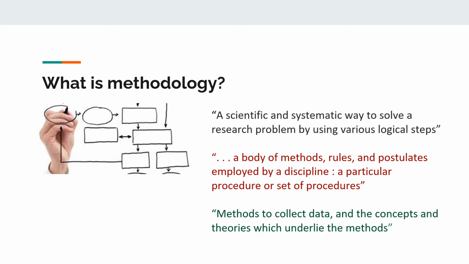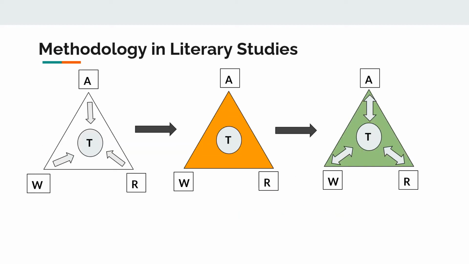So what is methodology? Essentially, it is a structured, logical process followed to solve a research problem. Now, every discipline could have its own research process, its own unique methods, rules, and principles. So methodology refers to the underlying concepts and theories which are responsible for the methods adopted in a specific discipline, which includes the methods adopted to collect data. So, does literary studies or English studies have a methodology specific to itself?